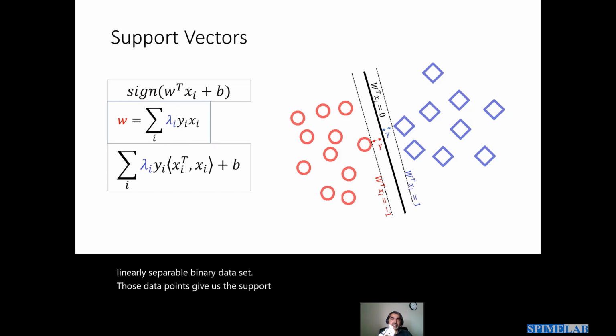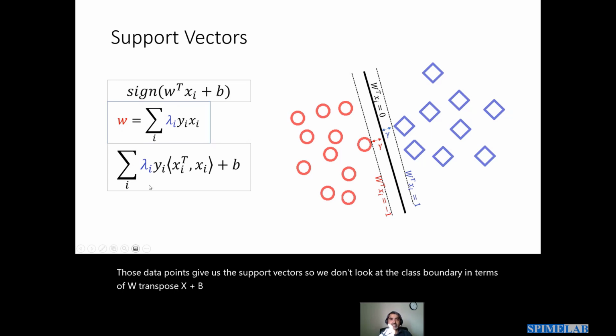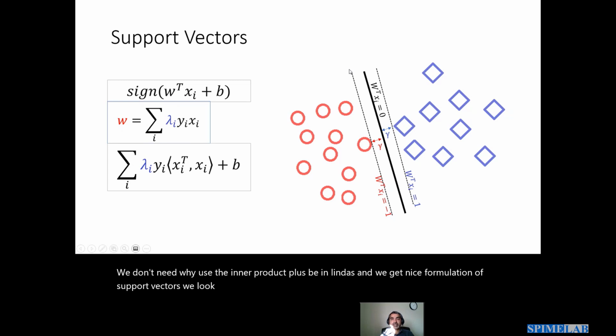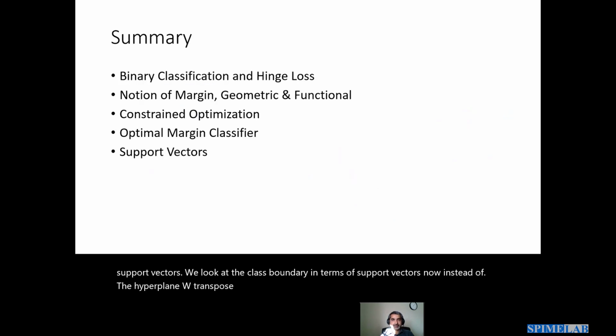So we don't look at the class boundary in terms of W transpose X plus B anymore. We look at the class boundary in terms of the inner product multiplied by Y and lambda plus B. Once we have that, for prediction, we don't need Y, just use the inner product plus B and lambdas, and we get a nice formulation of support vectors. We look at the class boundary in terms of support vectors now instead of the hyperplane W transpose X plus B.